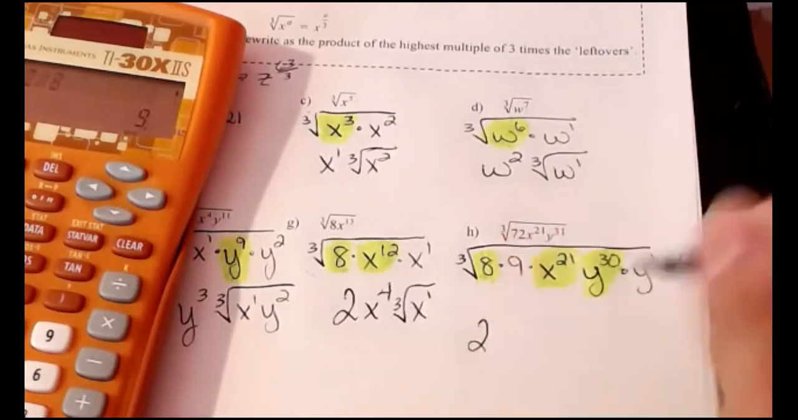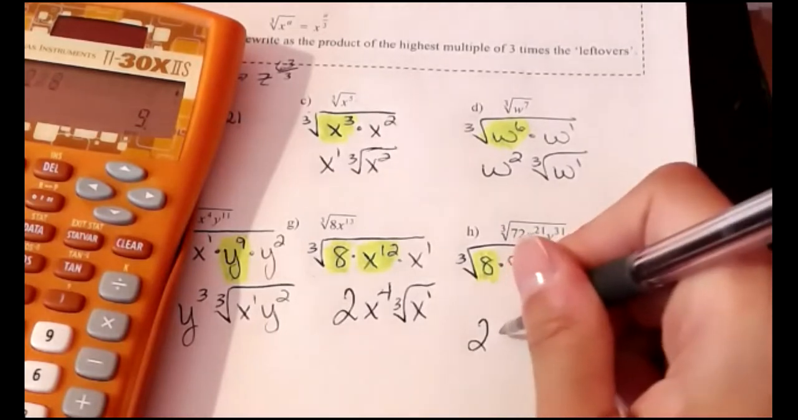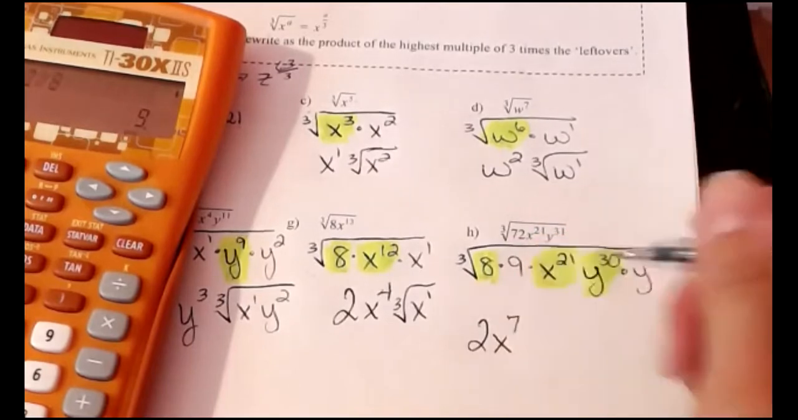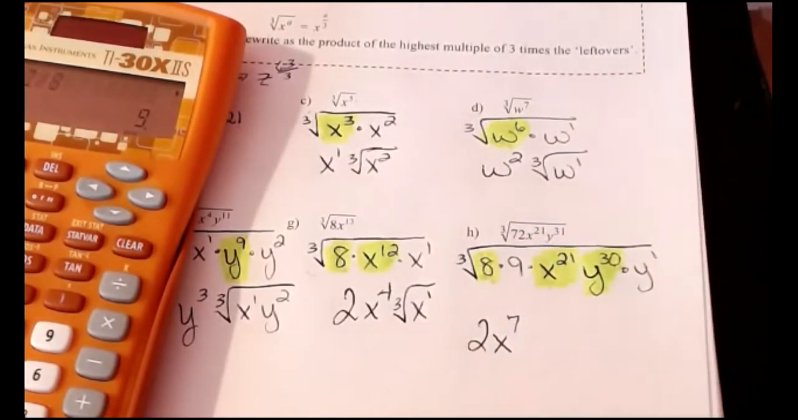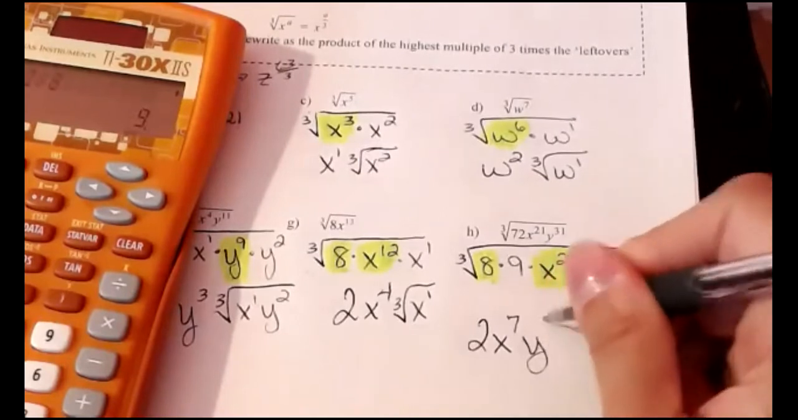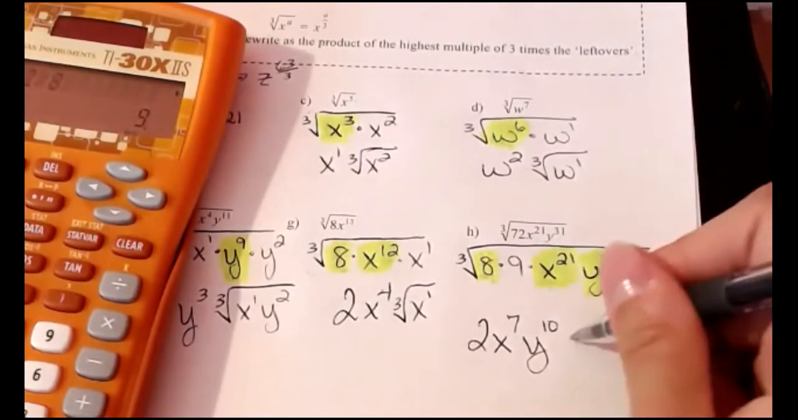2. Cube root of x to the 21st. 7. Good, and make sure you keep the base. So x to the 7, keep that variable there. Cube root of y to the 30th. 10. Good. Y to the 10. Yes, perfect. And now everything that's not highlighted stays.